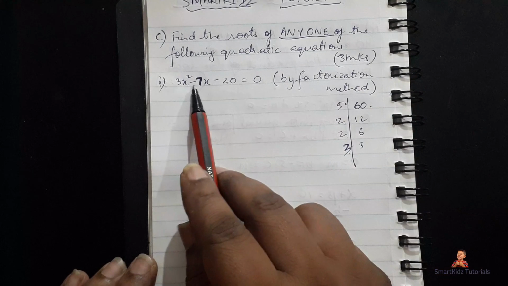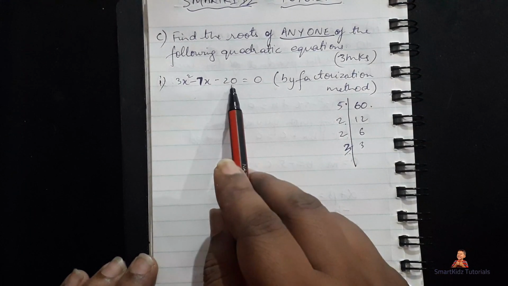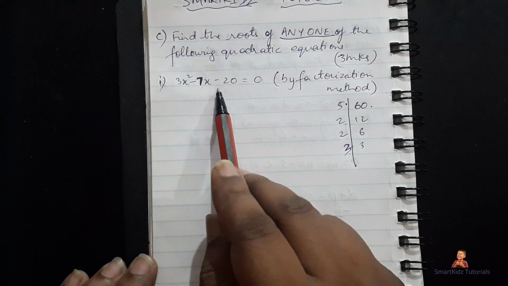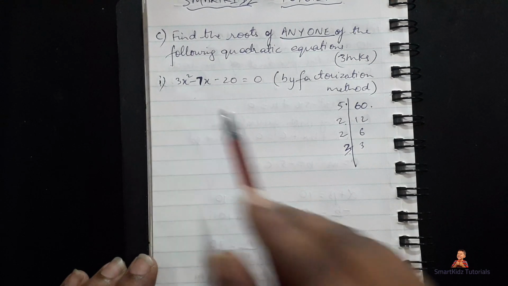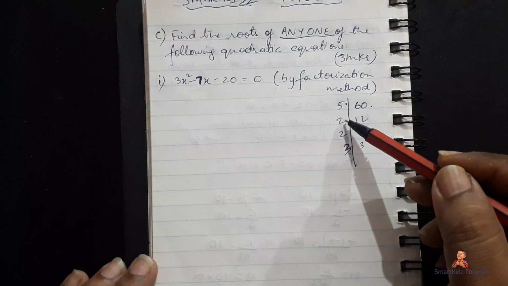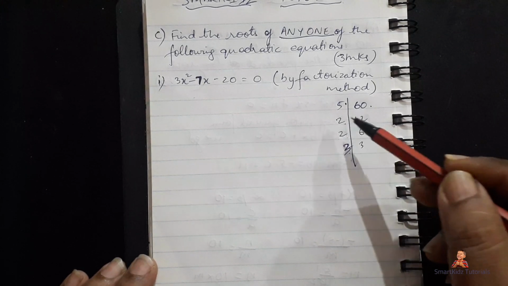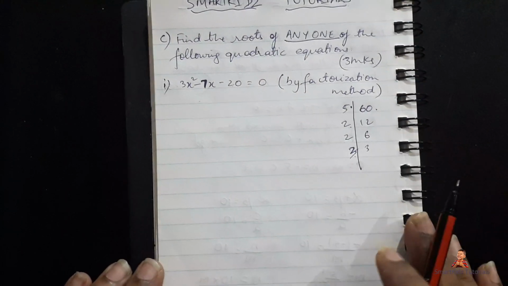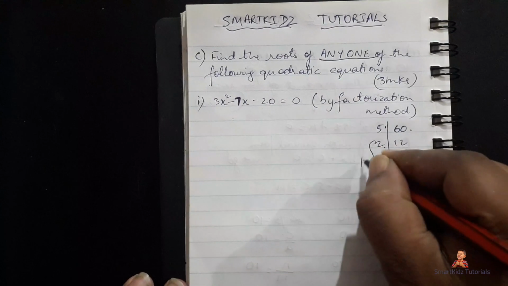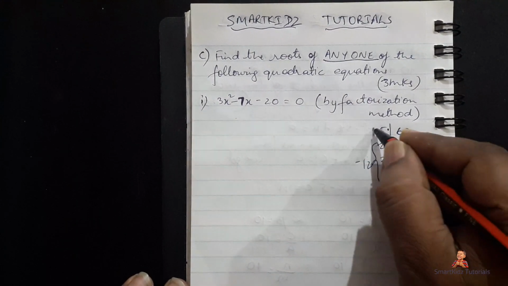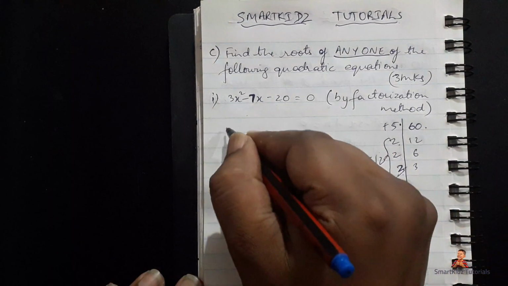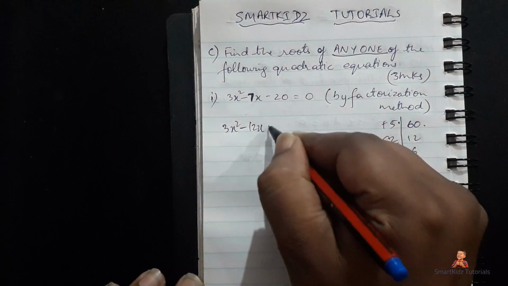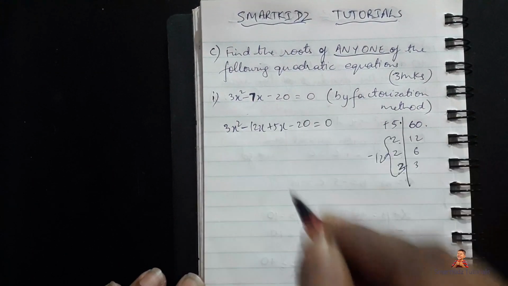Now we need minus 7, and minus 20 is there, which means that this is actually a difference of positive as well as negative, and the greater sign will go to the negative. So if we have a look, we can compare that. If we multiply 2 into 2 into 3 we get 12, and if we take minus 12 and plus 5 we get negative 7. That's exactly what we are going to do. So I'm going to take minus 12 and plus 5. So 3x square minus, instead of 7x I'm going to write minus 12x plus 5x minus 20 equal to 0.